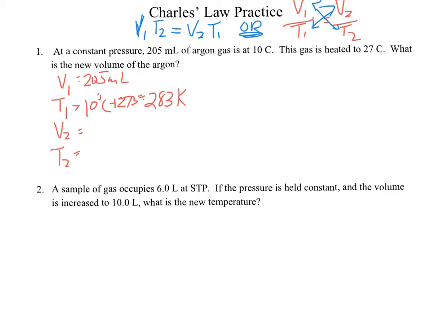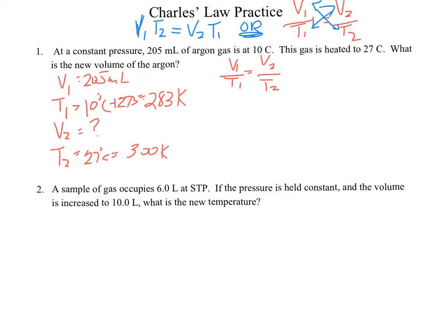that's Kelvin. Our final volume is what we're looking for, and our final temperature is 27 degrees Celsius. If we add 273, it's 300 K. So there's our variables, and now we're going to plug these in. So the first thing I like to do is rewrite the expression, just so I know I'm not making any mistakes when I plug them in. V1 over T1 equals V2 over T2. And then we just plug and chug.